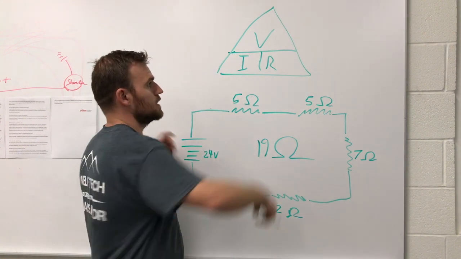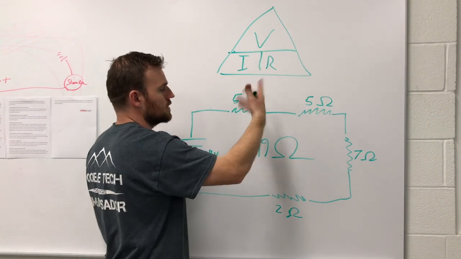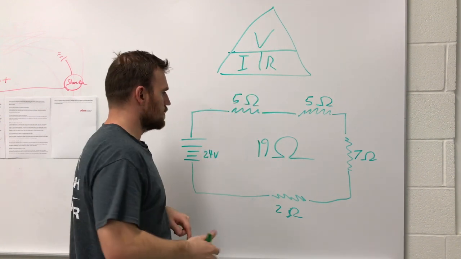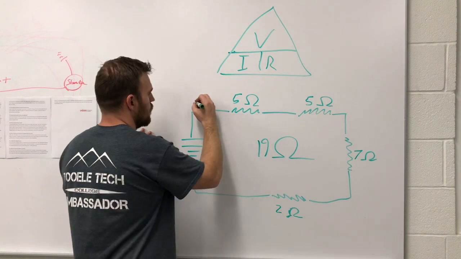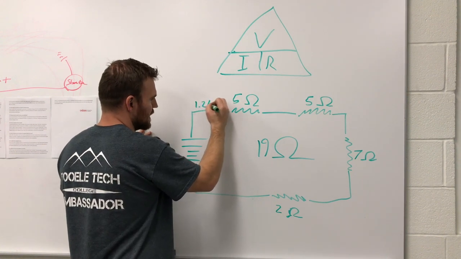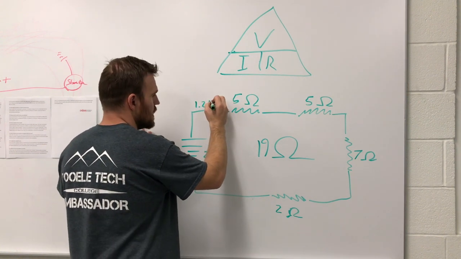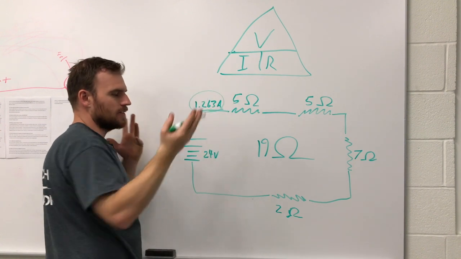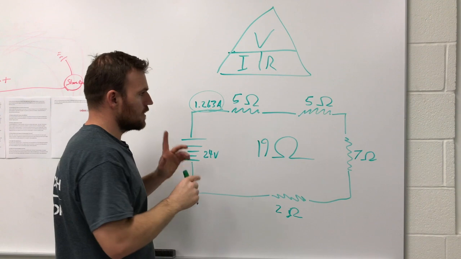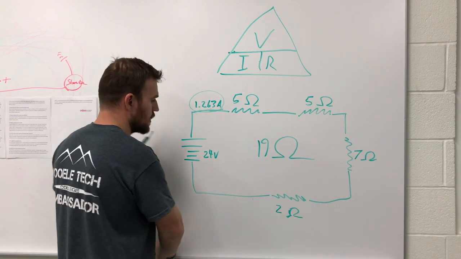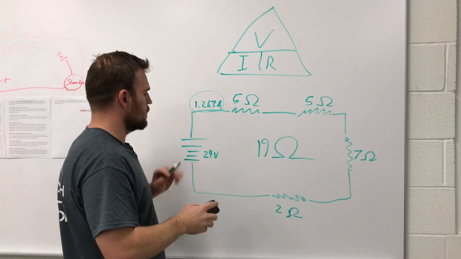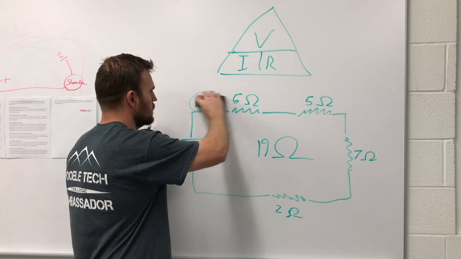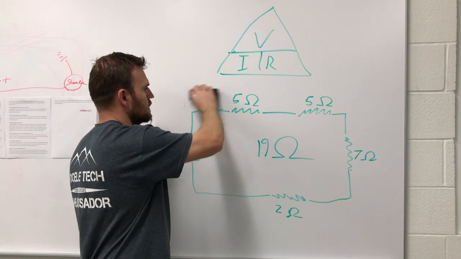Again, we're going to come up here and we're going to see V over R, so we're going to do 24 divided by 19, well, that's going to equal 1.263 amps. Okay, so that would be your answer right there. So let's go ahead and work another one just in case. But we're going to do a different one. Let's do this one where we try to find the voltage. So we'll exit that one out.